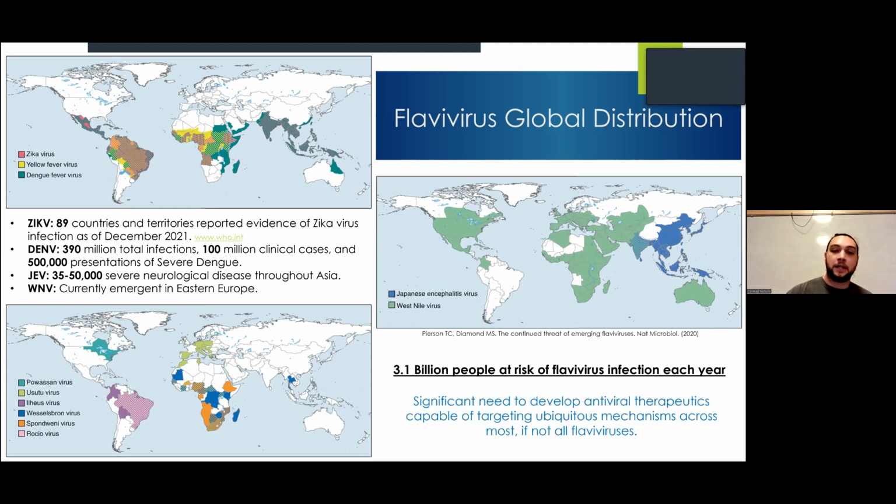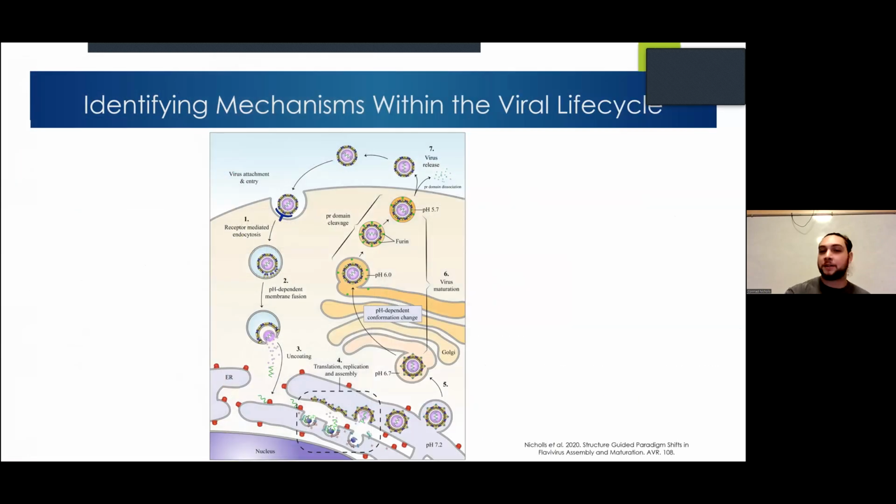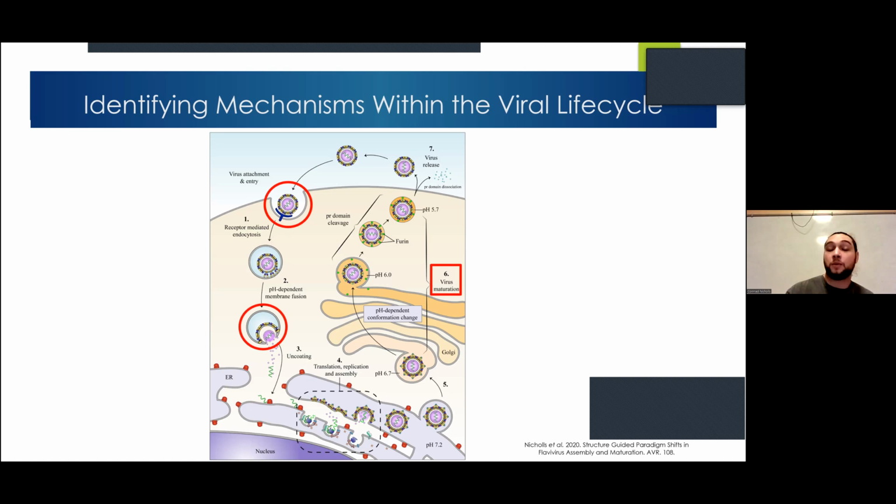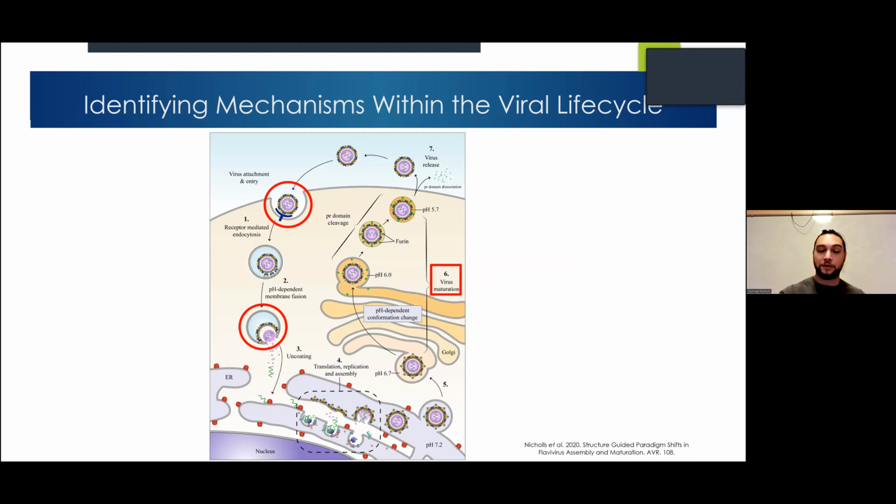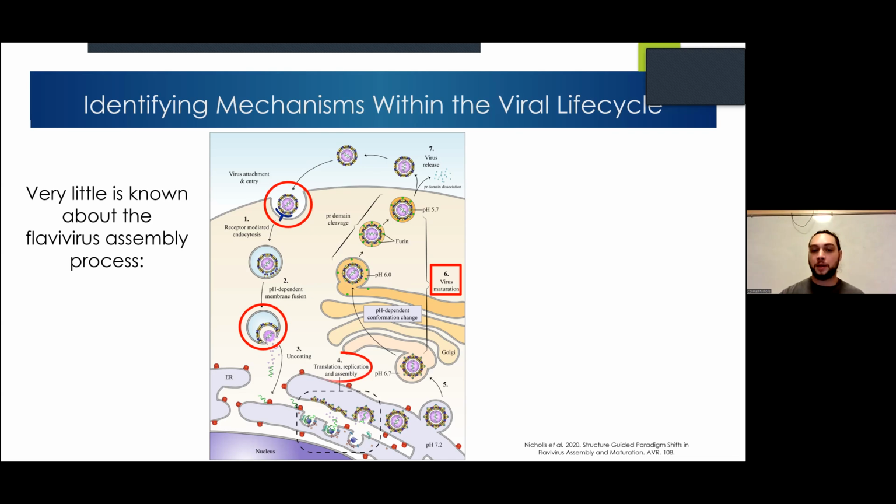So there is a deep and significant need to develop antiviral therapeutics capable of targeting ubiquitous mechanisms across most, if not all, flaviviruses. So to do that, again, we go back to the virus life cycle. We go back to those assembly lines of how these viruses are being built, and try and figure out what is going on. What we currently know is that we know quite a bit about virus attachment and entry. We know quite a bit about virus encoding, and we even know quite a bit about virus maturation, how these viruses go from spiky particles to smooth particles. And that's not really important right now, but we'll get into it here soon. So we know a lot about that, but we don't know much about the flavivirus assembly process.